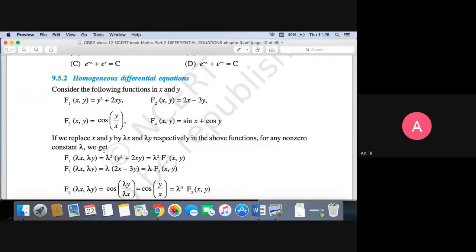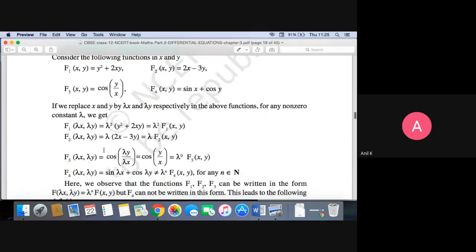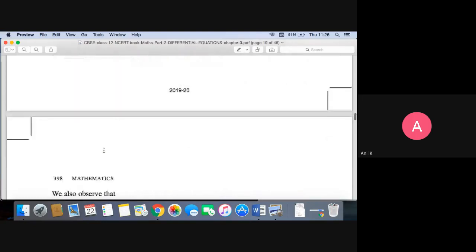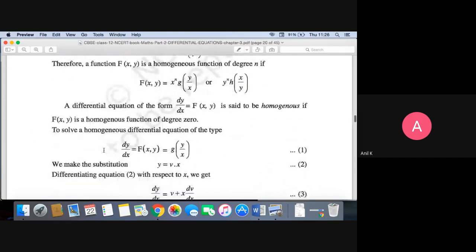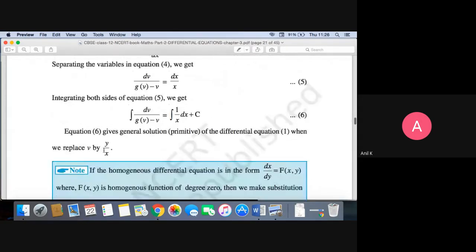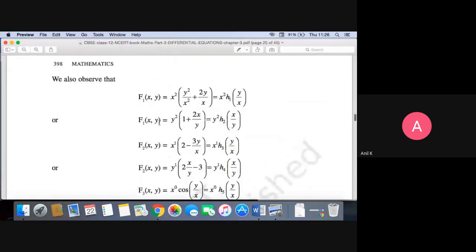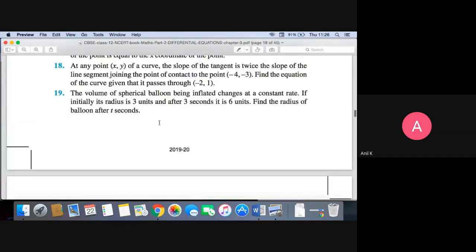What do you mean by homogeneous differential equation is, let me see where they have given the appropriate definitions. Sir, question number 15. Achha, you said question number 15, right? Let me see. What is question number 15?